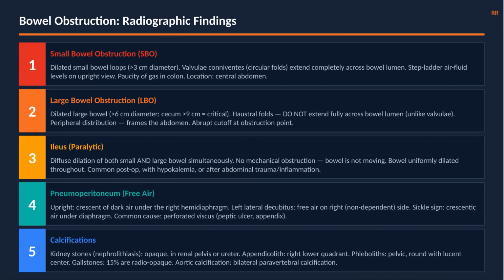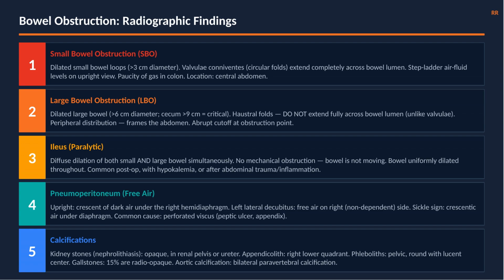5 patterns. The registry tests each one. Small bowel obstruction. Dilated central bowel loops greater than 3 centimeters in diameter. Valvuli, the circular folds, extend completely across the lumen. Central abdominal location. Stepladder air fluid levels on the upright view. Paucity of gas in the colon. The colon is decompressed because nothing is getting past the obstruction.